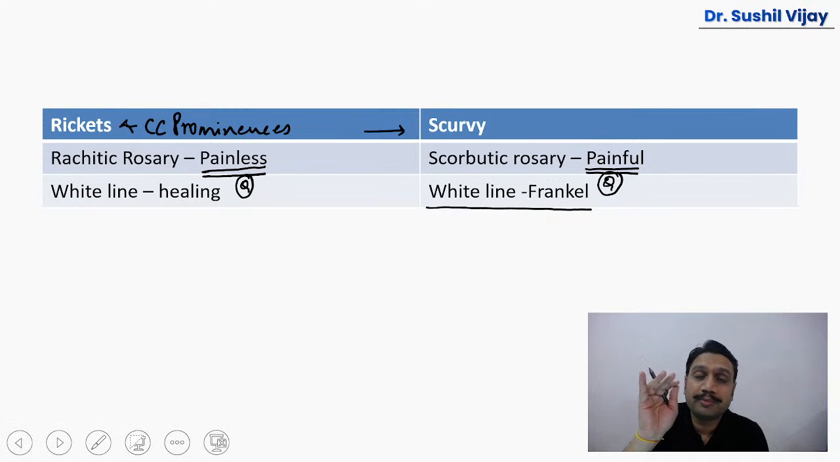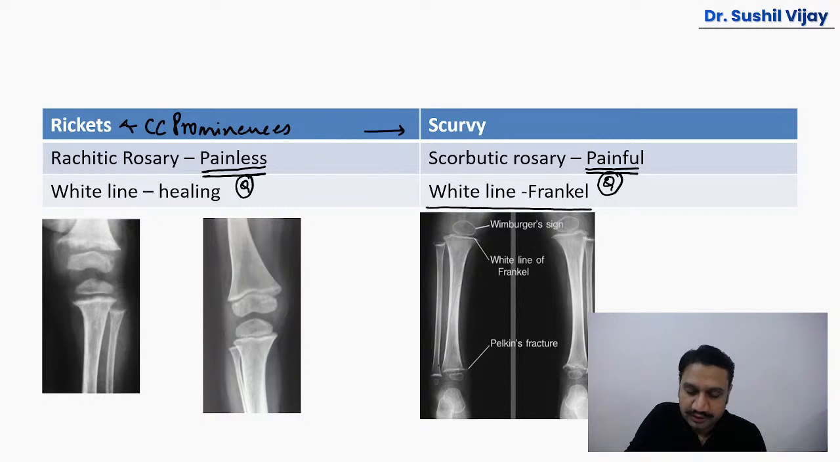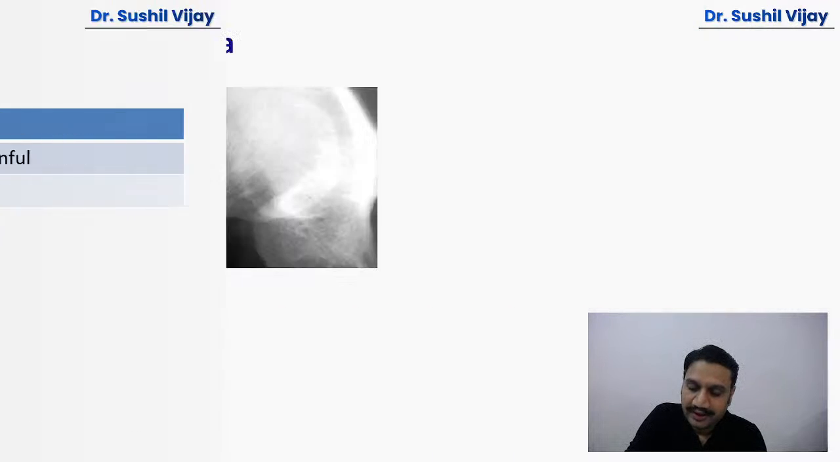So costochondral prominence is tender in scurvy, painless in rickets. That is the biggest difference. All right, so these are the differentiating pictures between the two situations, the white lines and all.